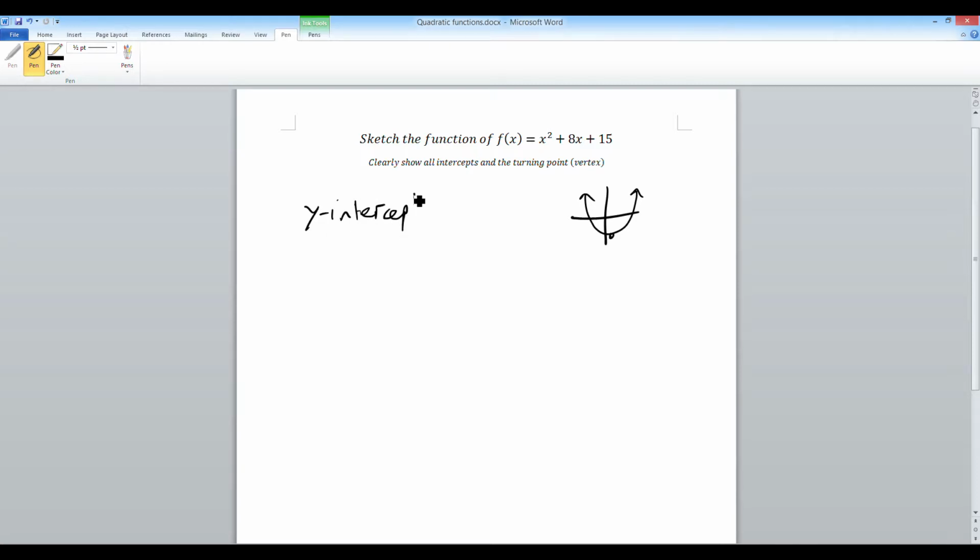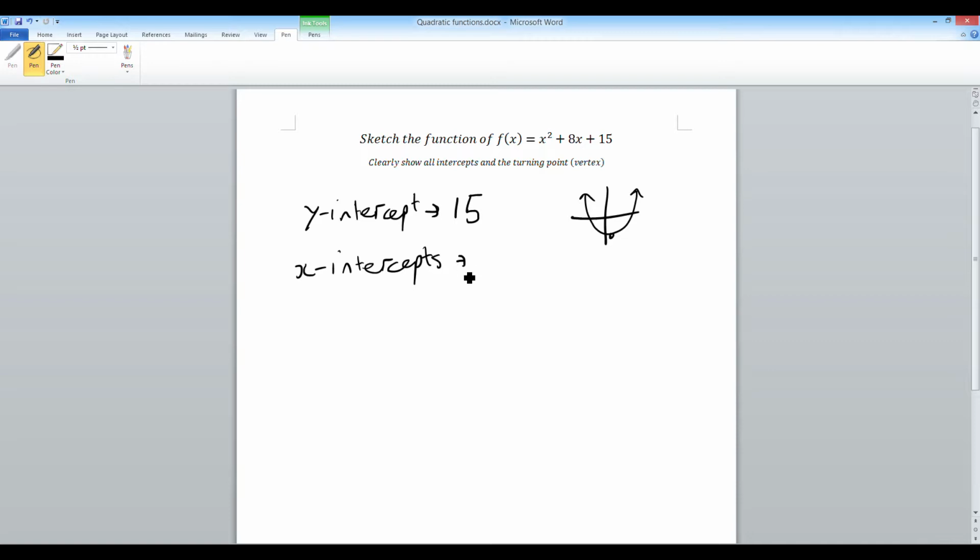So the y-intercept is relatively easy. The function is in the form ax squared plus bx plus c. So my c value is my y-intercept. In this case, it is 15. If I want to find my x-intercept, then I have to make y 0.